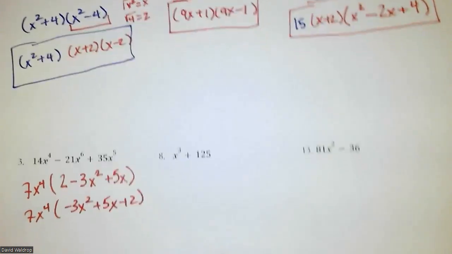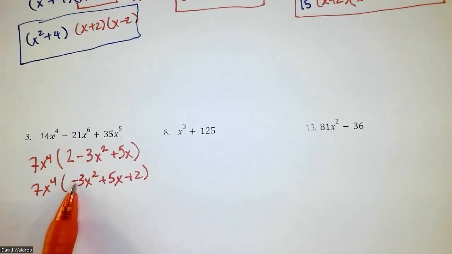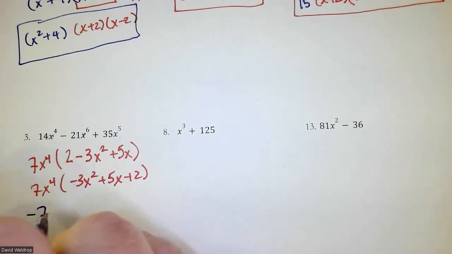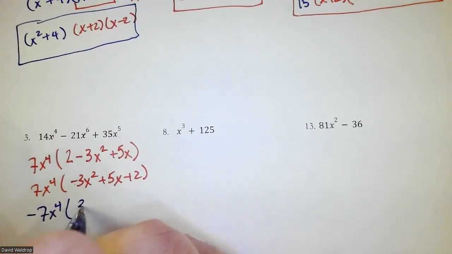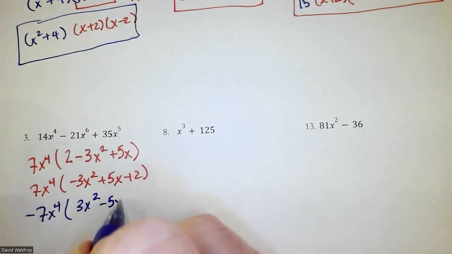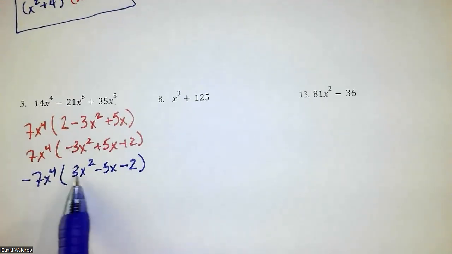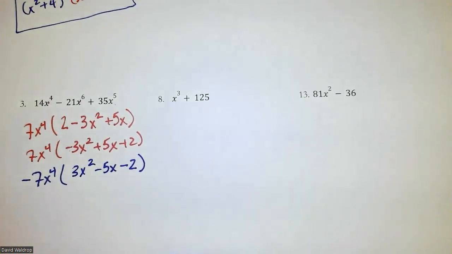Okay. Now, if the front one has a negative, you could have taken a negative out. So I'm going to go ahead and do that. So this would be negative 7x to the 4th, and it would just change everybody in here. All right. So can we factor this?